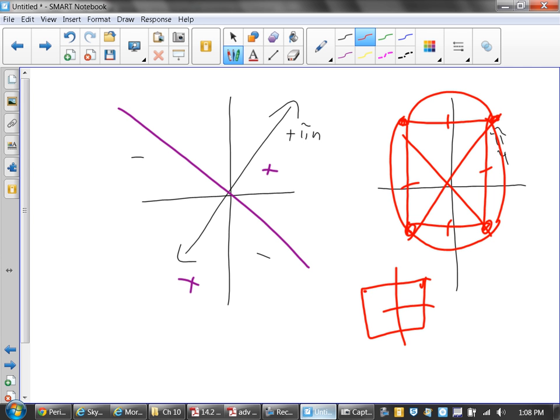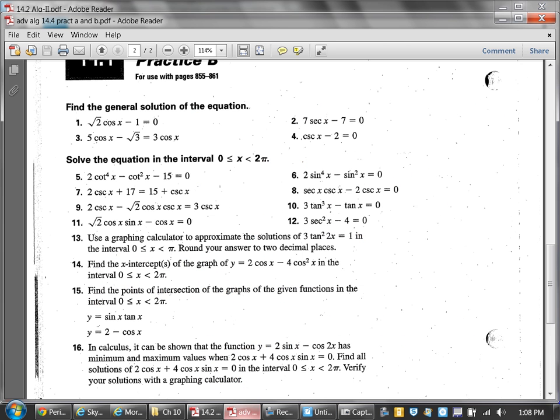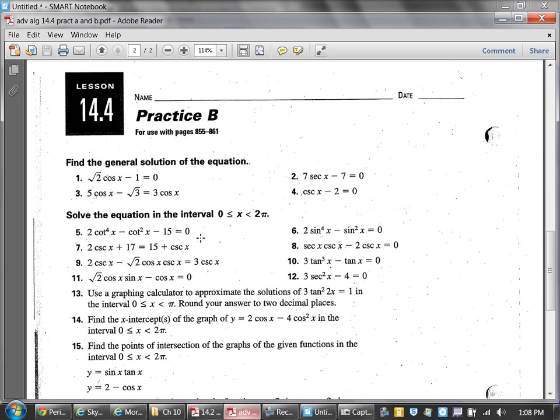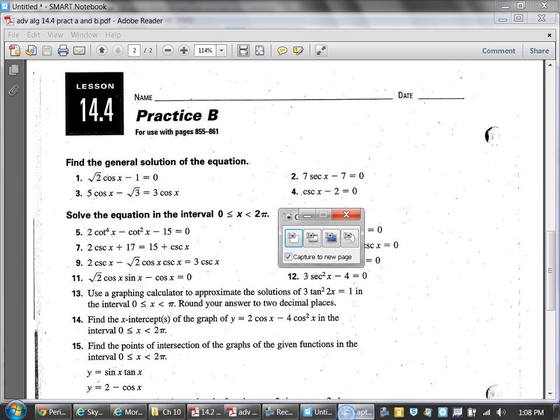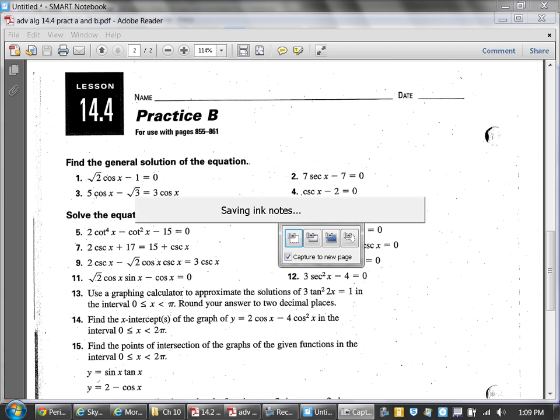You can try to get rid of the 3 squared, right? And just, you're on number 3, you said? Yeah, 5 cosine. What are we doing here? It's a general solution problem. Let's walk through one.